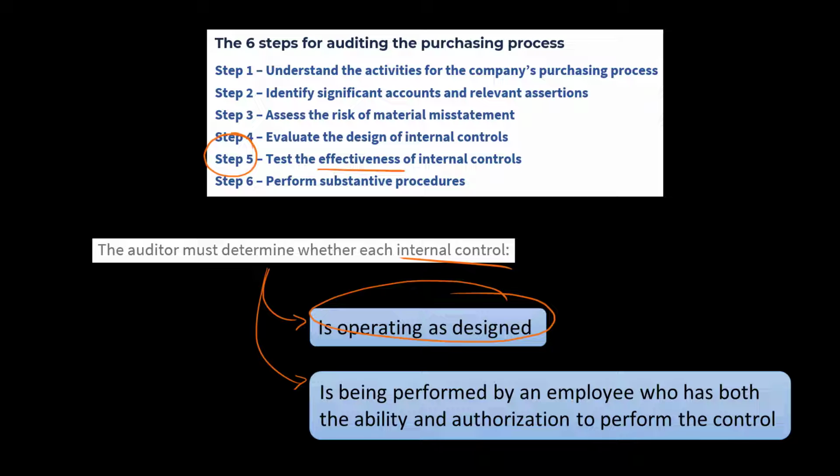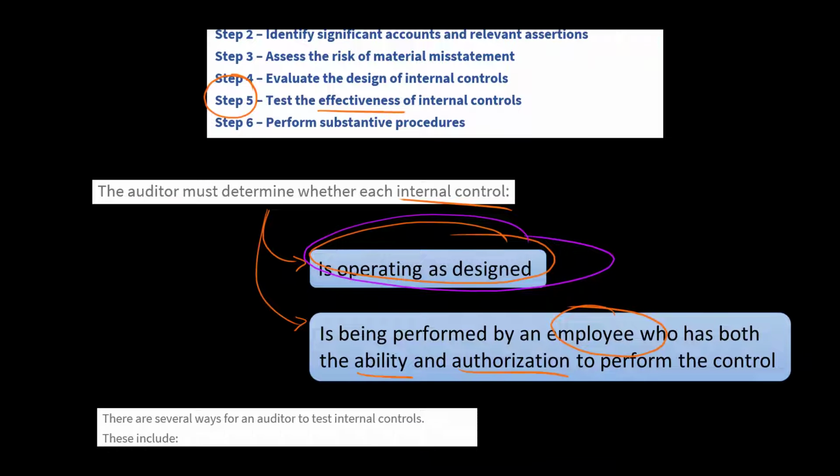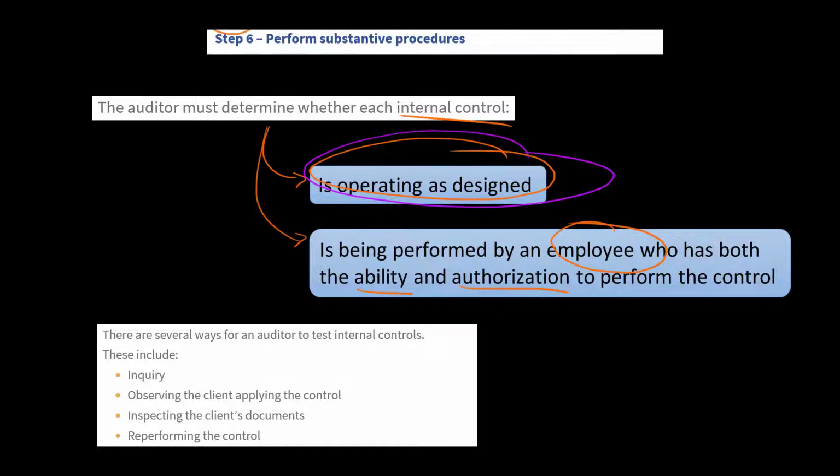The second thing the auditor needs to know is if this internal control is being performed by an employee who has both the ability and the authorization to perform the control. Again, it's critical that you not only have an internal control in place, not just say, oh, we have this written policy or procedure in place, but that the control is actually operating as designed by someone who is competent and authorized to perform the control.